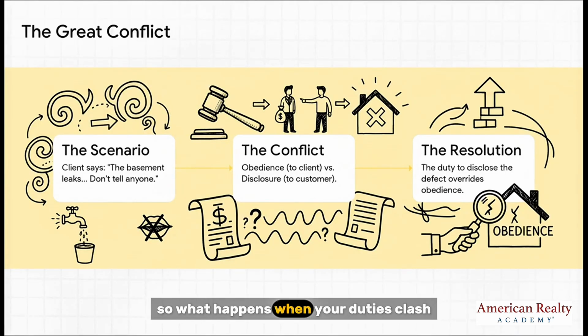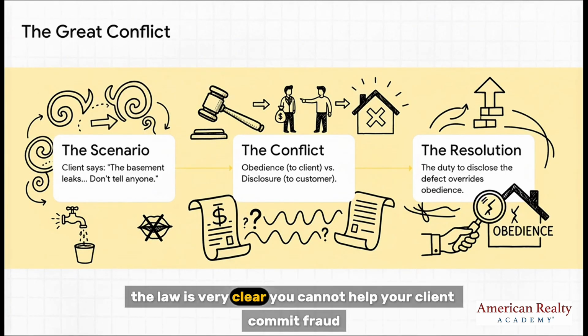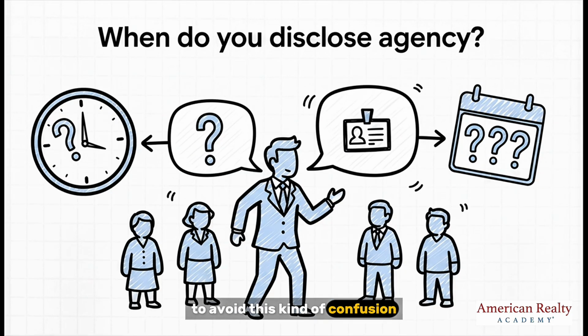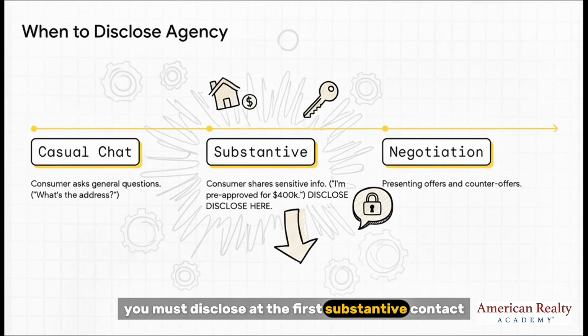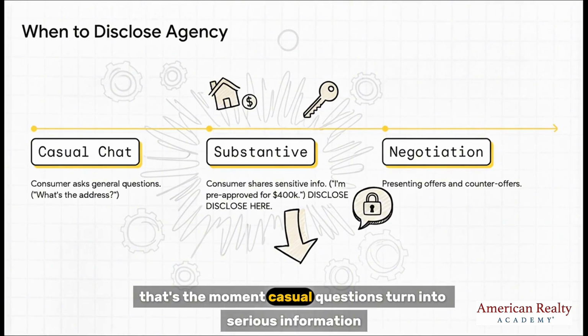So what happens when your duties clash? The law is very clear. You cannot help your client commit fraud. To avoid this kind of confusion, you have to disclose who you work for, but the timing is everything. You must disclose at the first substantive contact. That's the moment casual questions turn into serious information.